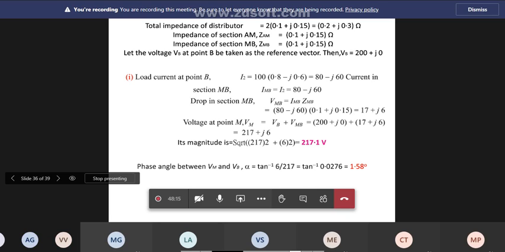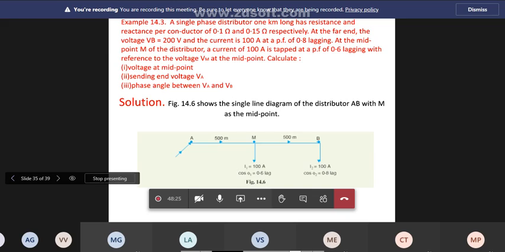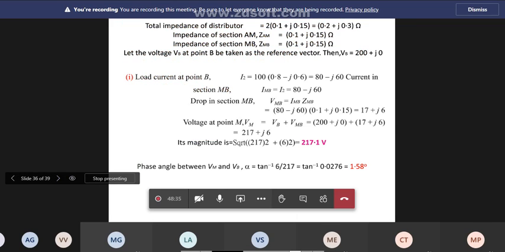Now the voltage at point M, VM. They are asking first question, the voltage at M. Look at the figure once again: voltage at M is nothing but this drop VMB plus VB. VB is already given as 200, and VMB is 17 plus j6. Adding 200 plus j0 and 17 plus j6 gives 217 plus j6, and the magnitude is the square root of 217 squared plus 6 squared. The value is 217.1 volts. So this is the voltage at midpoint M.